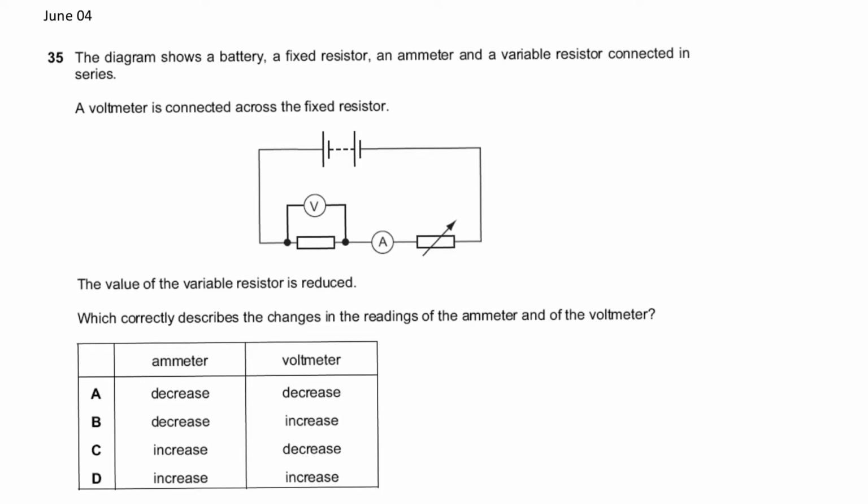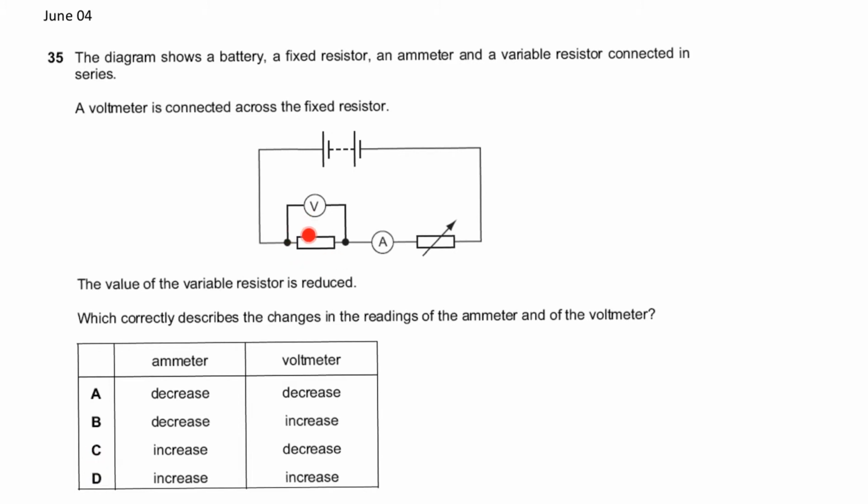For this question, they are talking about reducing the value of the variable resistor. So what happens to the voltmeter and ammeter? Let's talk about the ammeter first. The ammeter measures the total circuit current, right? So when you reduce this resistance, what happens to the total circuit resistance? Decrease. So total circuit resistance decreases, total circuit current must increase. So the answer is either C or D.